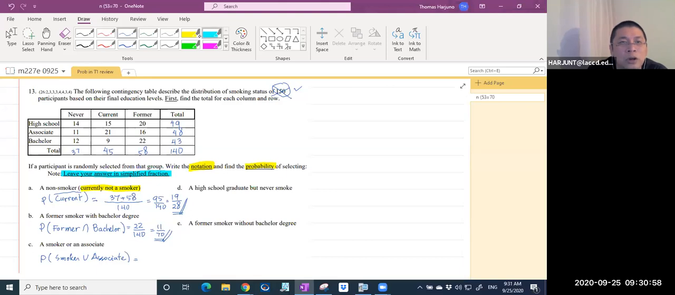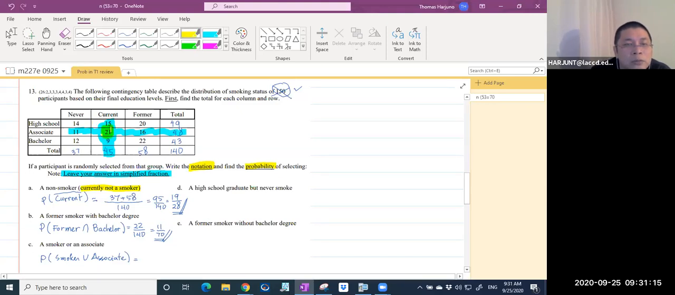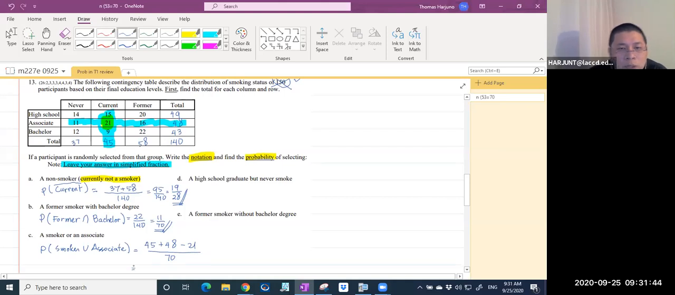Smoker or associate. Now, this one is a bit hard. Smoker refers to the current one. There are 45 of them. Associate refers to 48 of them. But notice that 21 of them are double counted. So if you want to add 45 and 48, make sure you subtract 21. 45, that's for the current smokers, plus 48, that's the associates, minus 21 people double counted earlier. So this will be equal to, let's see, 45 plus 48 minus 21. That's 72.